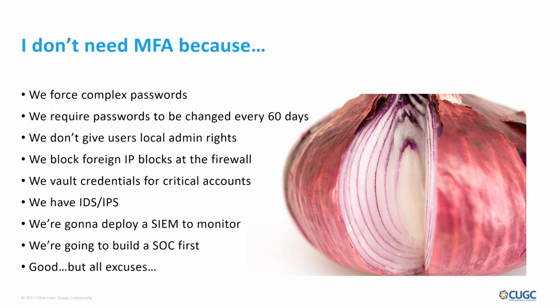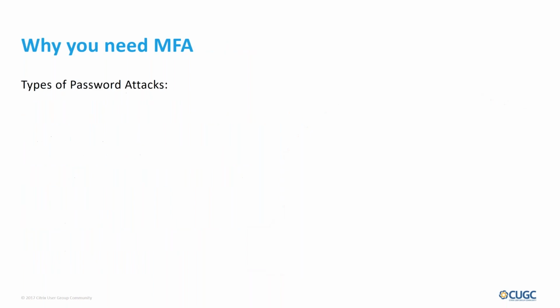There's no reason that MFA shouldn't be the very first thing you do, because security is done in layers, right? So think of an onion, right? It has multiple layers. To get to that center, you really have to cut through all these layers. There's no way around it. And the more layers you have, the thicker that onion is, and the harder it is to cut down into the middle.